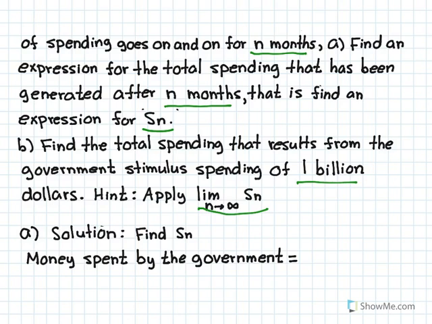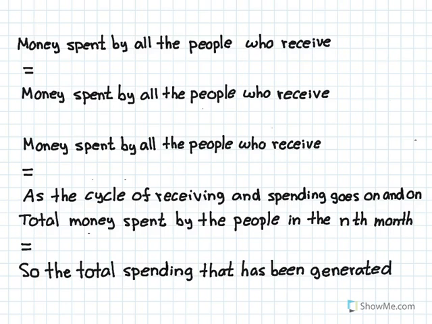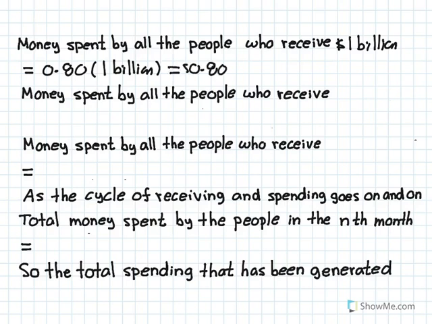Let's do part A first. So the money spent by the government initially is, of course, $1 billion. The money spent by all the people who receive $1 billion is going to be 80% of that. So it's going to be 0.80 multiplied by 1 billion. And this is equal to $0.80 billion.